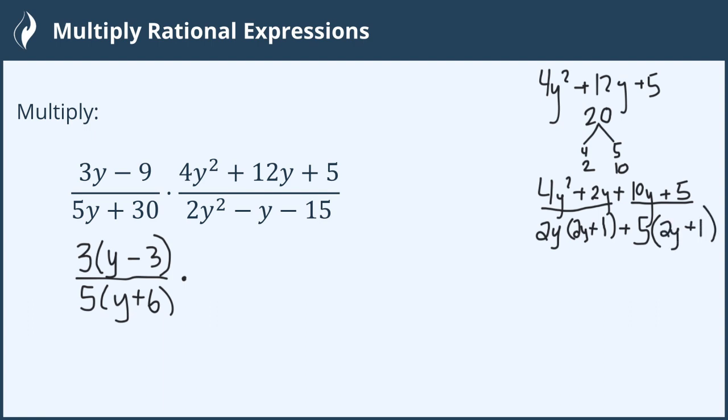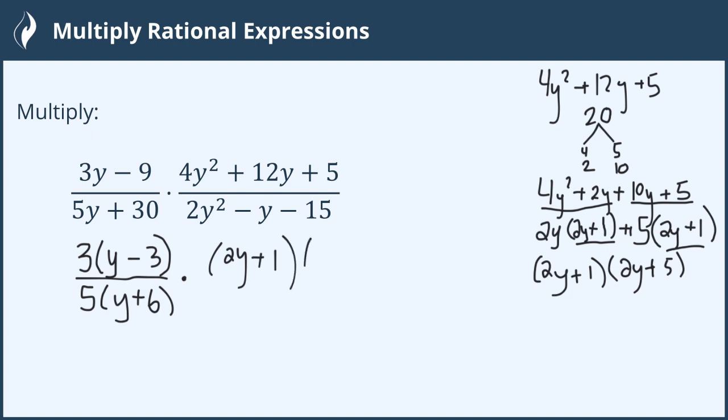This is a good sign. I think I've done something right because I see that I have 2y plus 1 common to both of these terms. So now I can factor the 2y plus 1 out. And I am left with a 2y from the first term and a plus 5 from the second term. So it looks like 4y squared plus 12y plus 5 factors into 2y plus 1 times 2y plus 5.